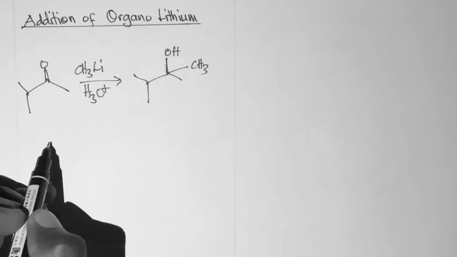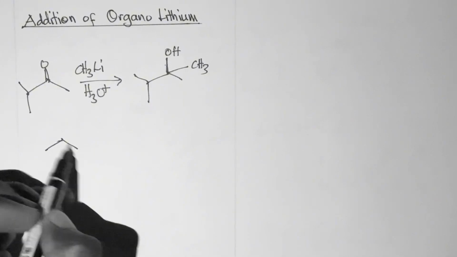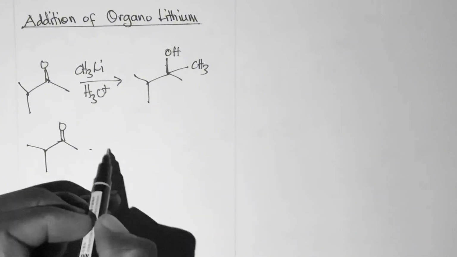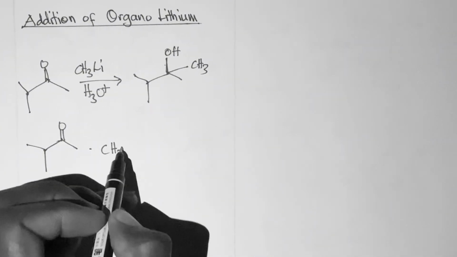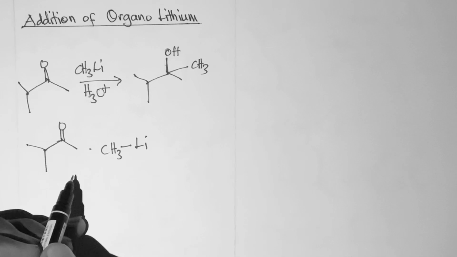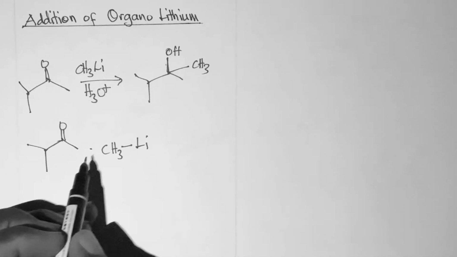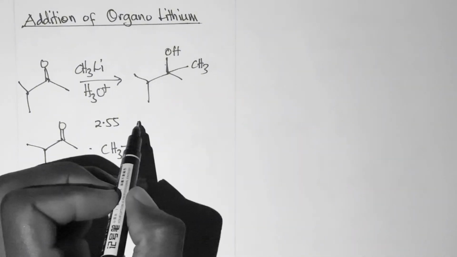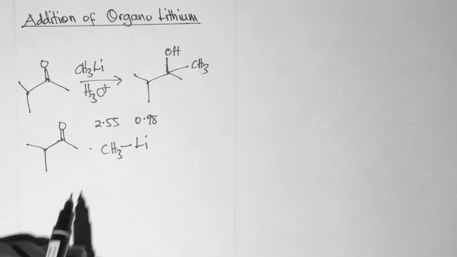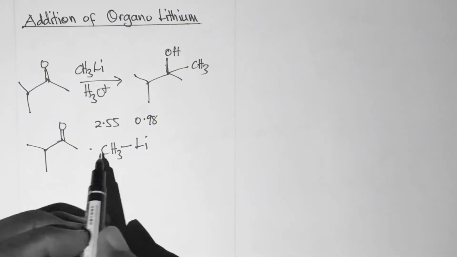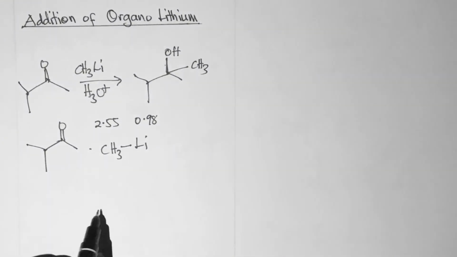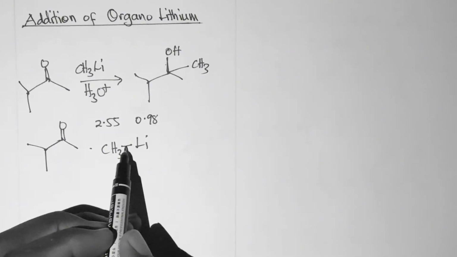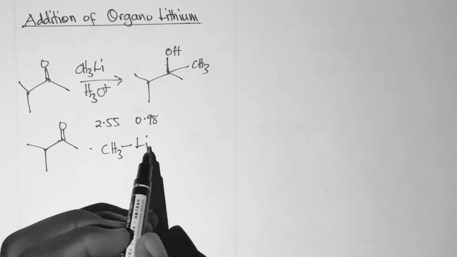So what happens is that this is our starting material. Then we have methyl lithium. The electronegativity of carbon is 2.55 and the electronegativity of lithium is 0.98. So if you check these two values, you see that carbon is more electronegative than lithium. And for that matter, these electrons are more pulled towards the carbon than the lithium.